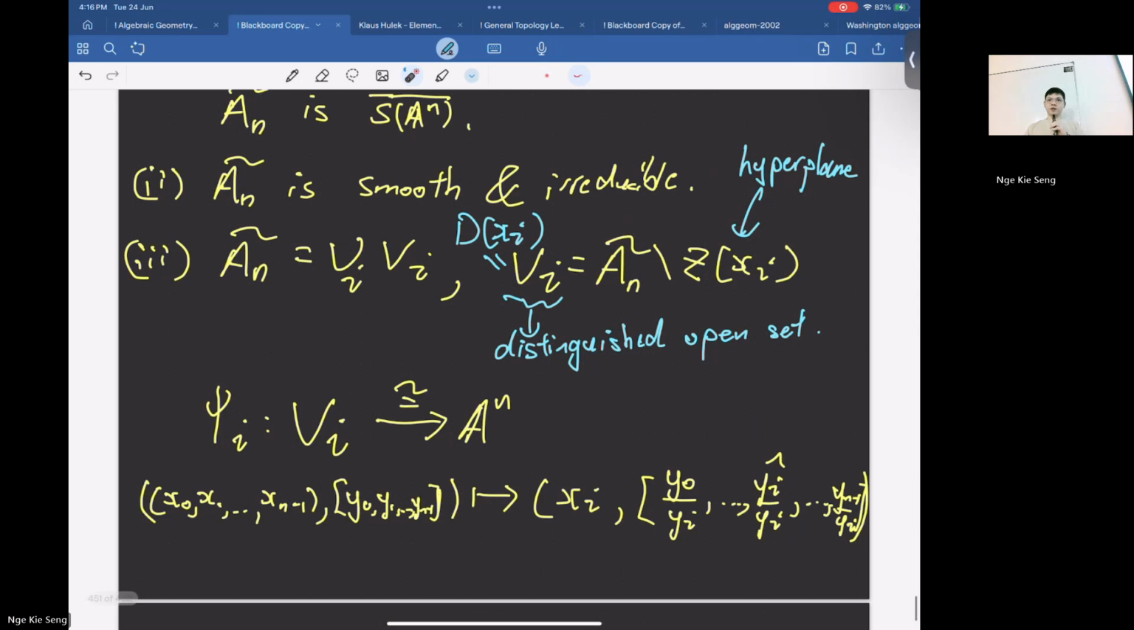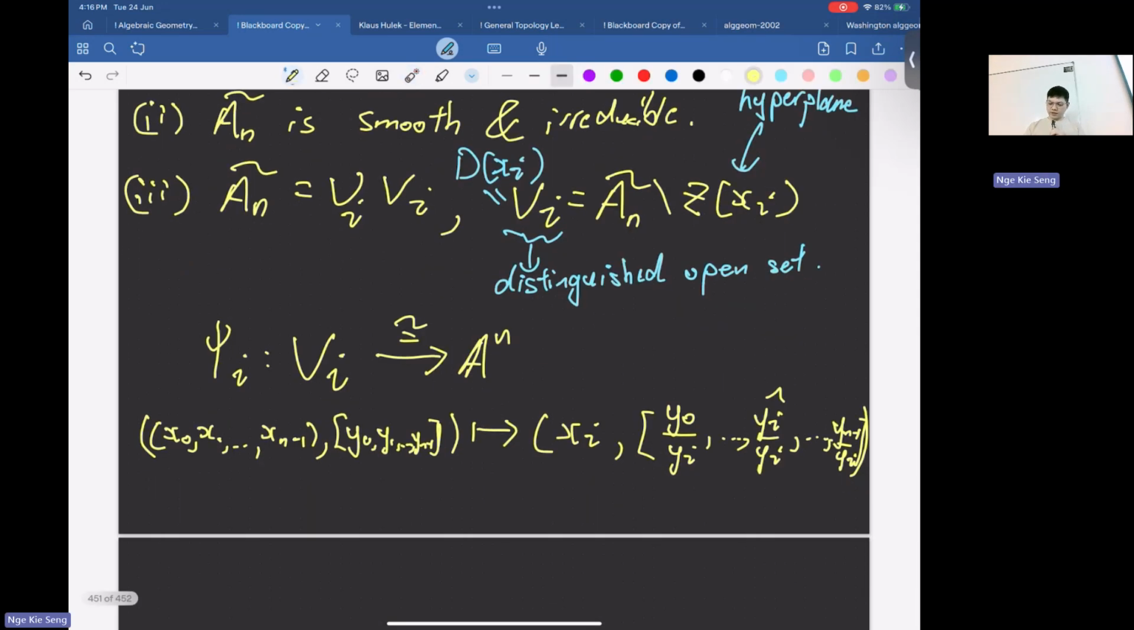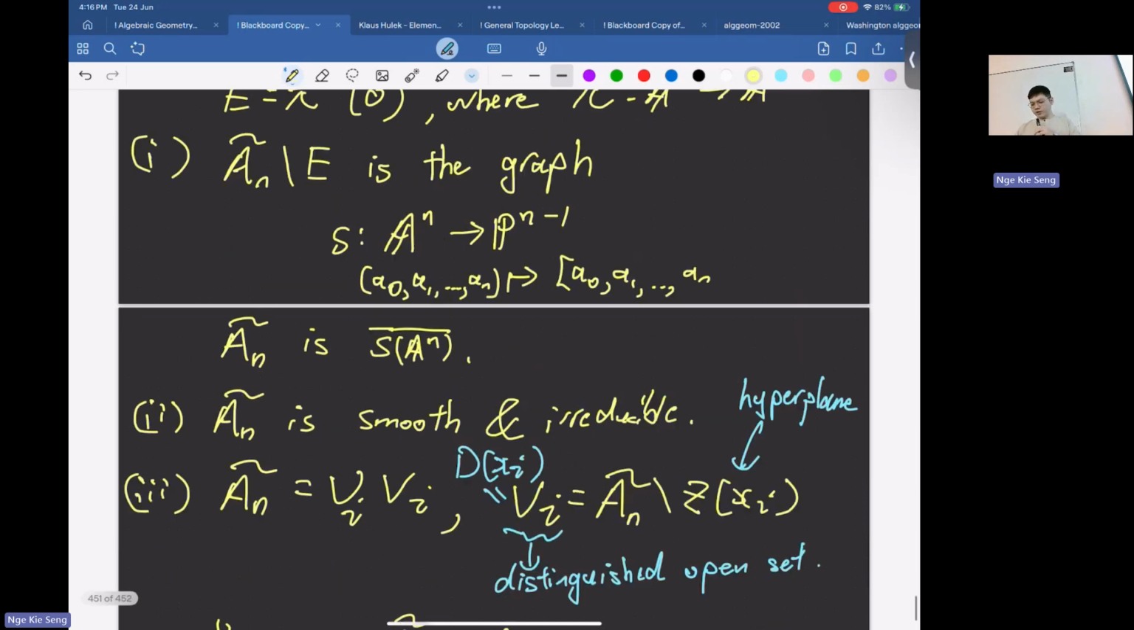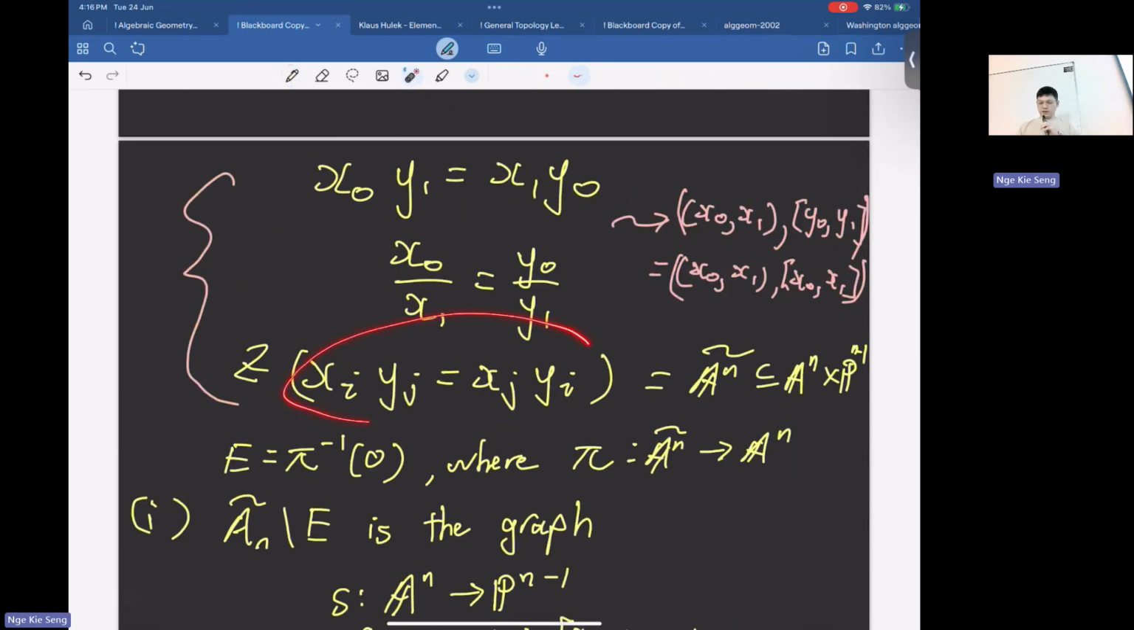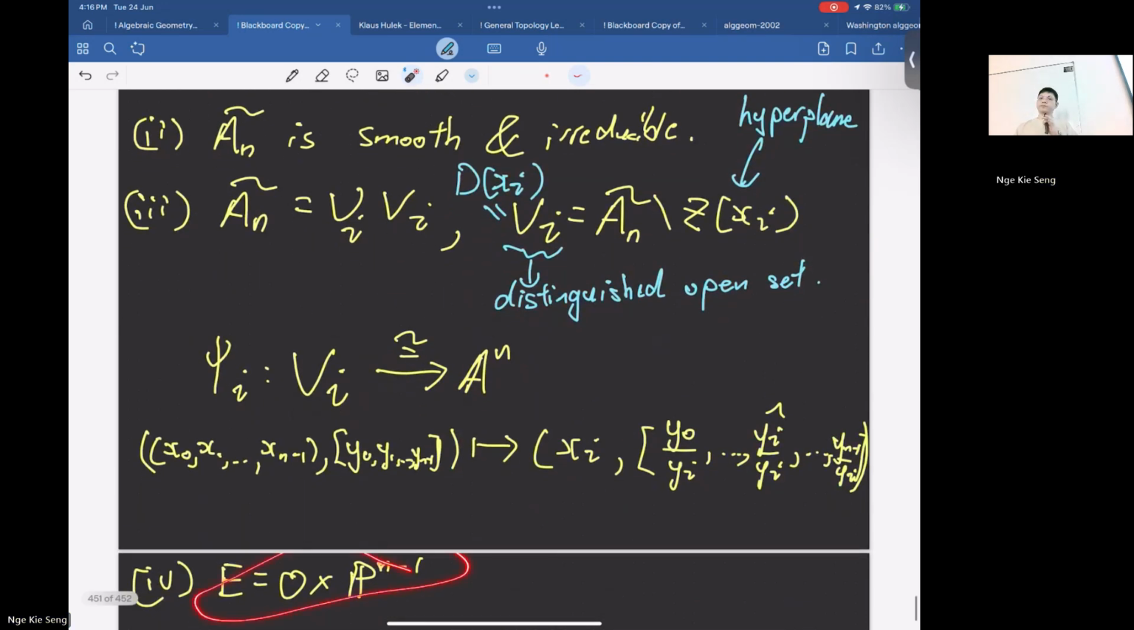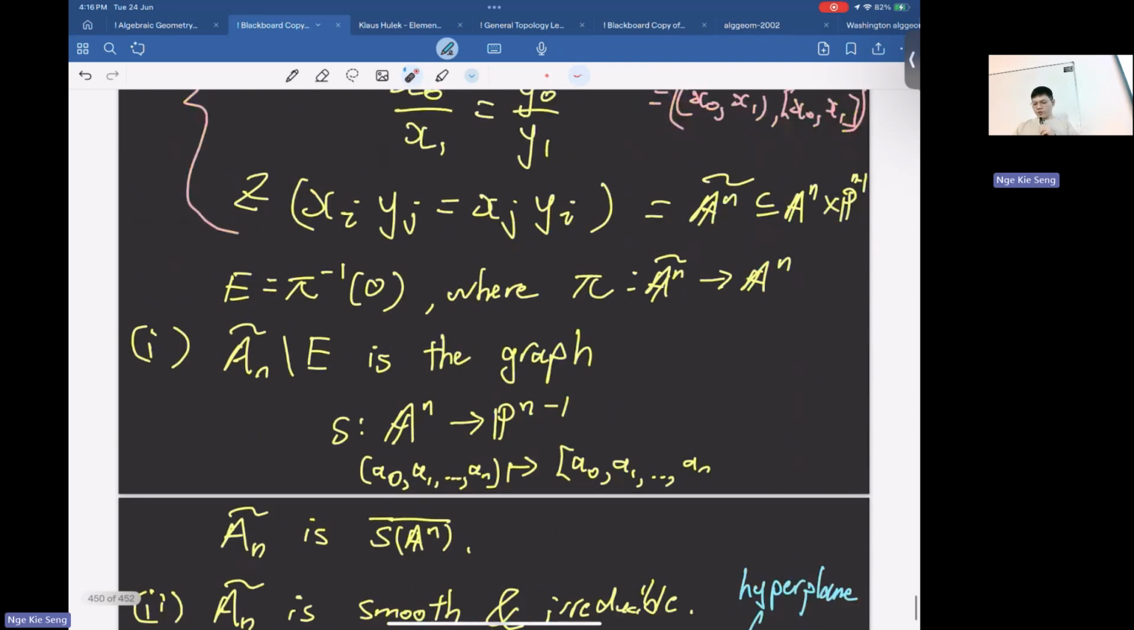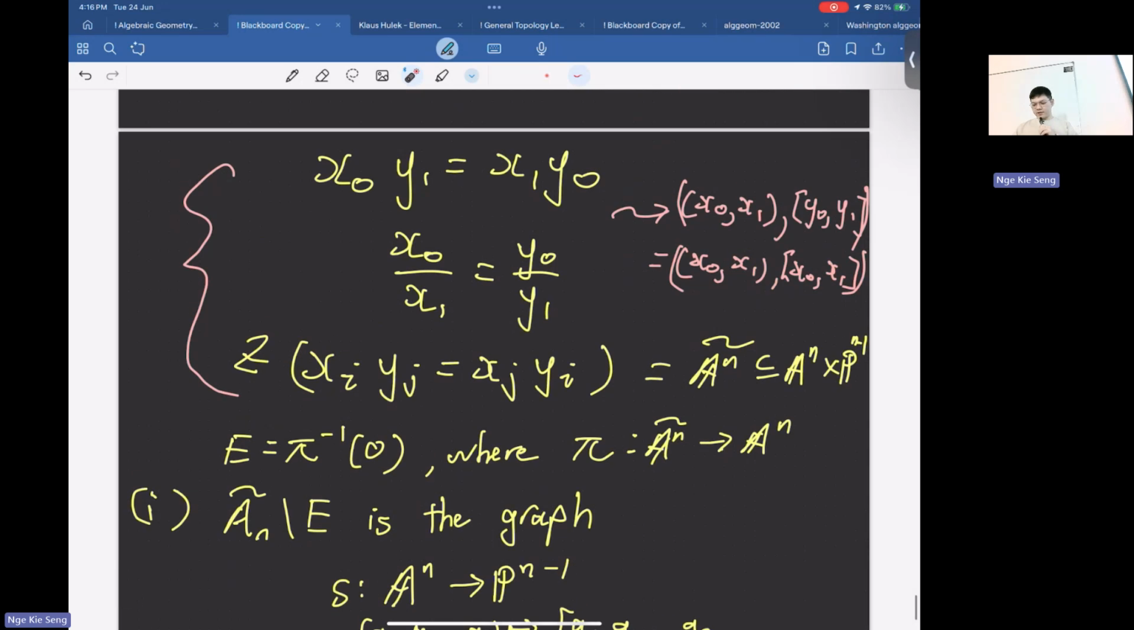Oh, one last thing about your exceptional divisor. So basically your exceptional divisor is 0 cross with P^{n-1}, that is, 0 cross the whole thing. Why? Because if you go back to this zero set here, if you put 0 on your x's, what are the y that satisfy this equation? Everything. So you get everything. Okay, so this is about blowing up A^n at the origin.